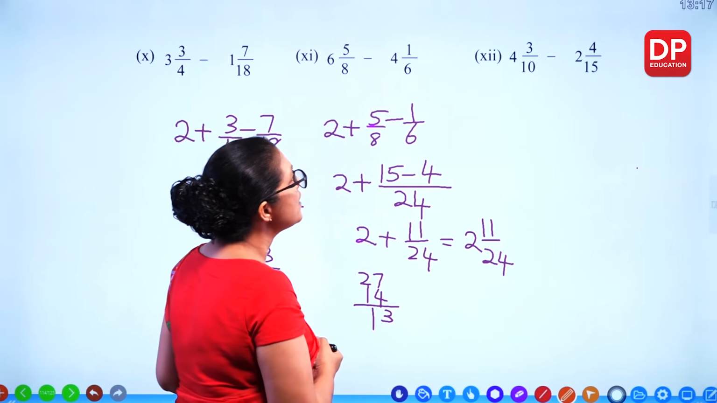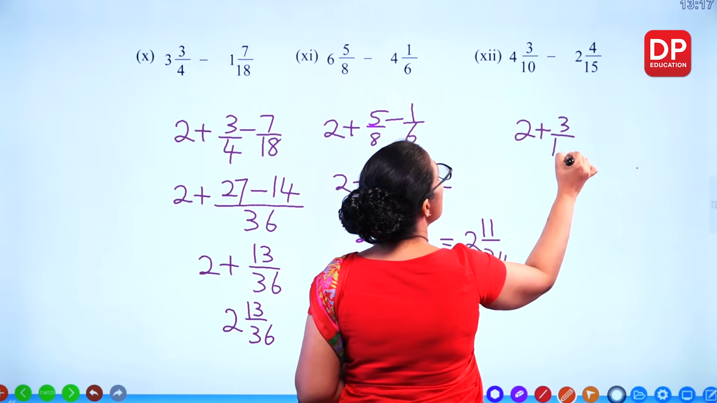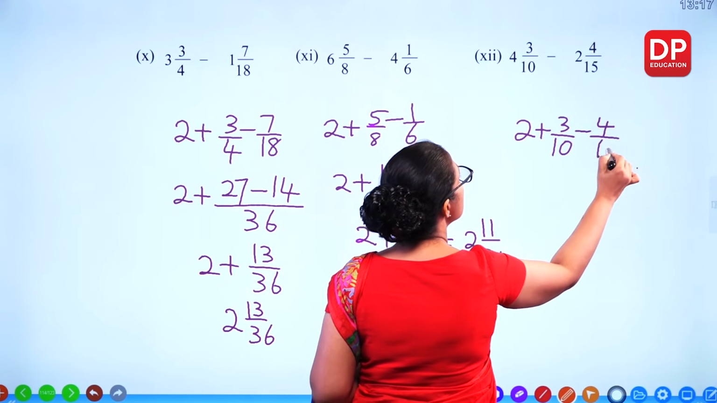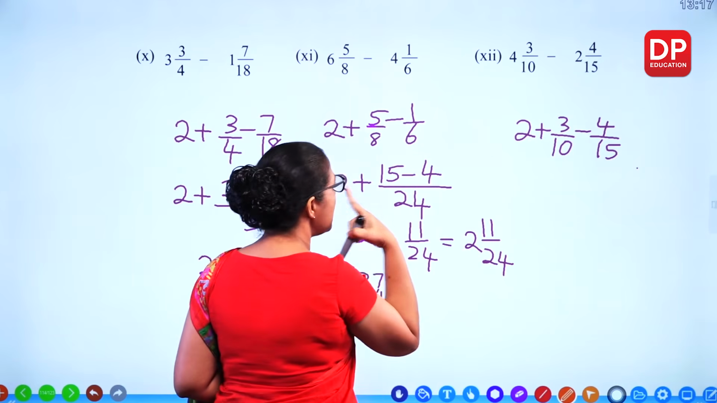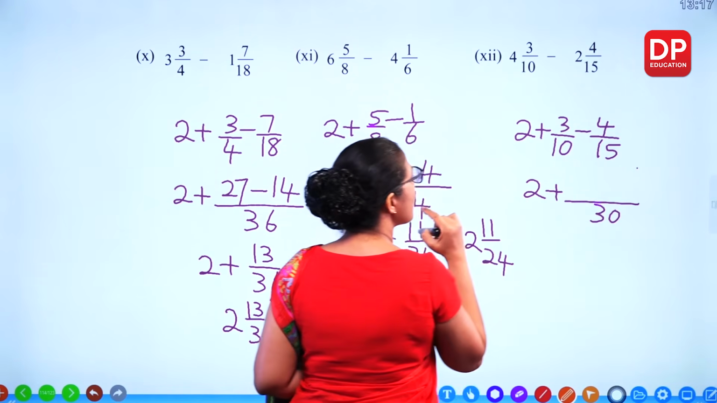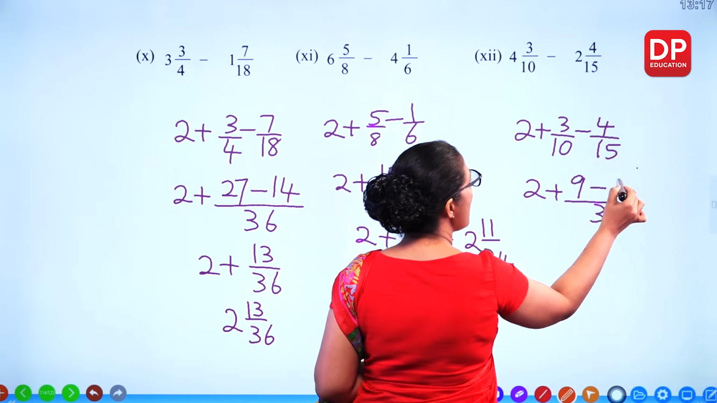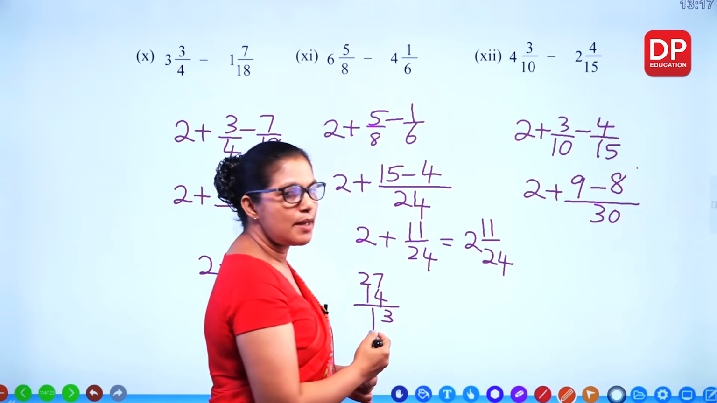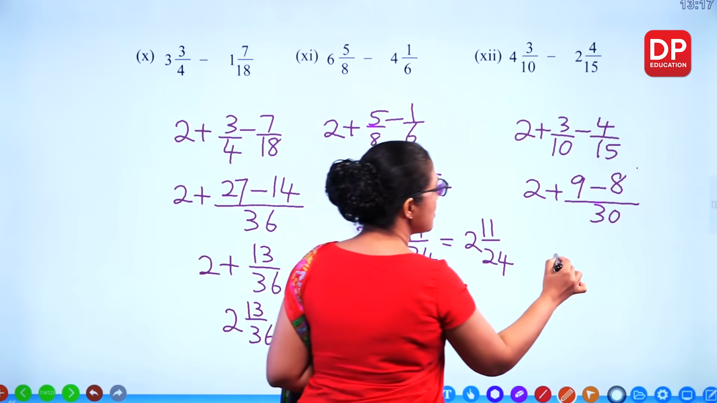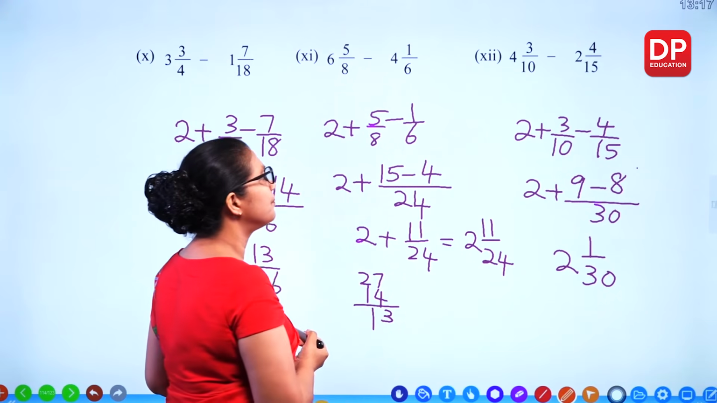This one, 4 minus 2, you get 2. Then 3 over 10 minus 4 over 15. 10 and 15. The common denominator is 30. Multiply by 3. 3 times 3, 9. And 2 times 4, 8. 9 minus 8, you get 1. 2 and 1 over 30.